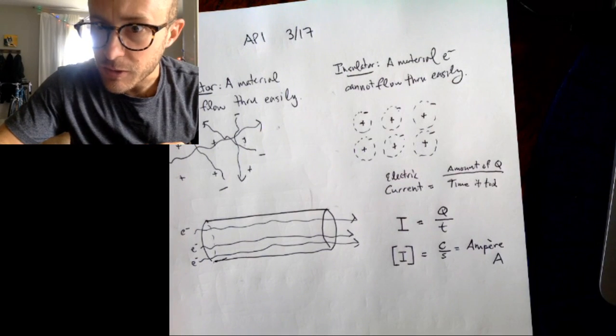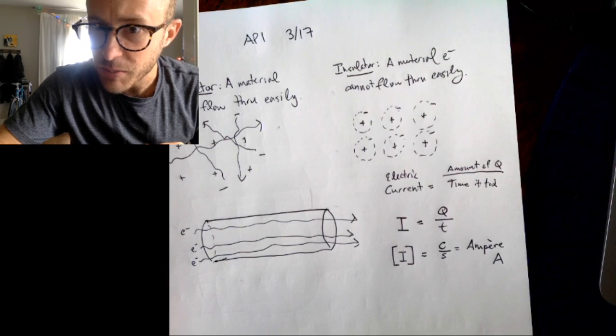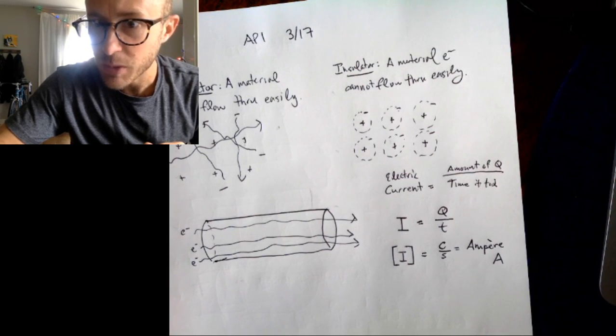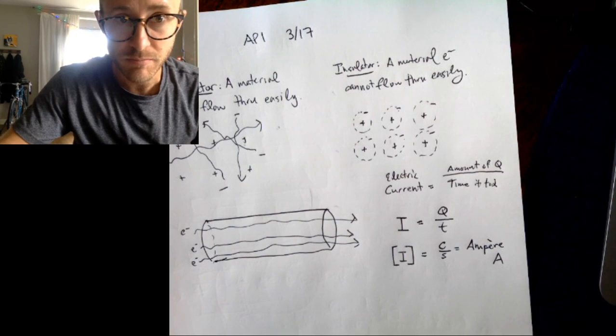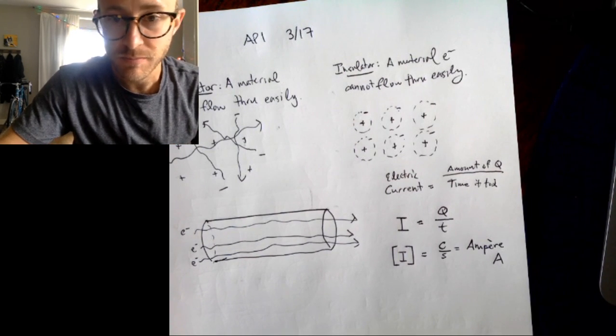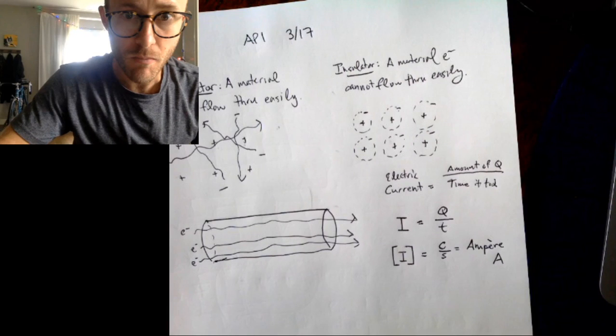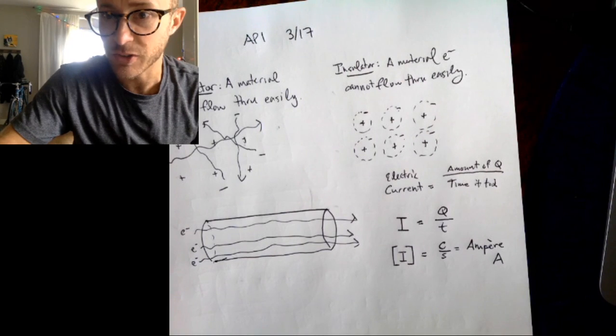I see another question. Layla is asking, how do you pronounce ampere? I do not want to sound weird saying it wrong. It's pronounced ampere, amp-ear. But if you don't want to sound silly, you can just say amps.